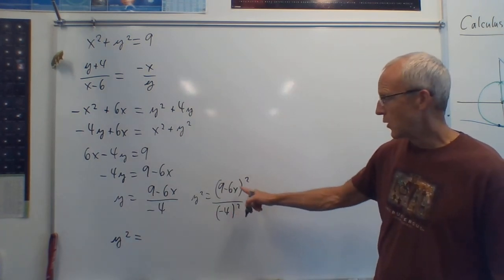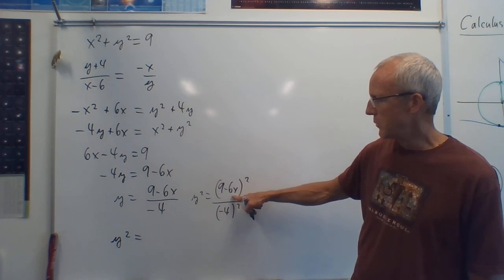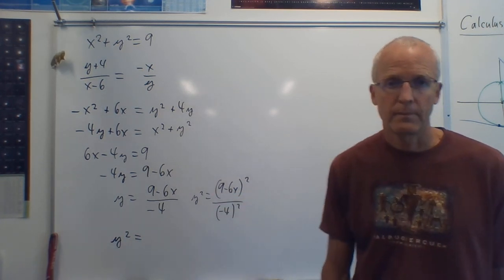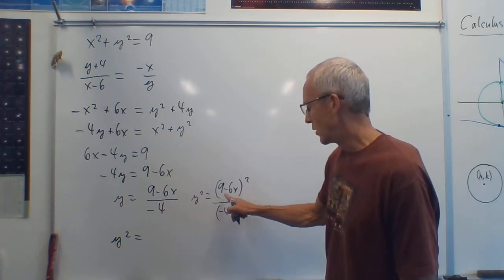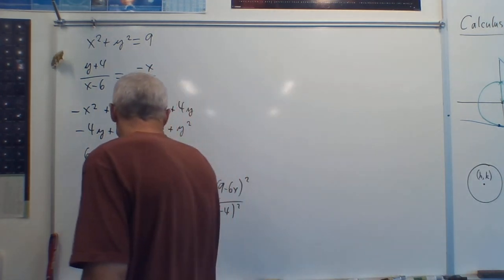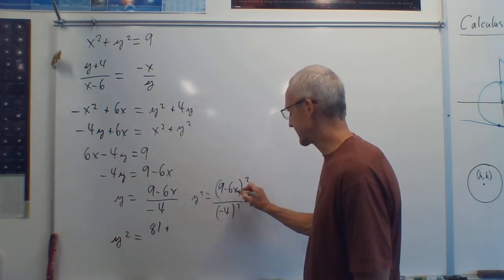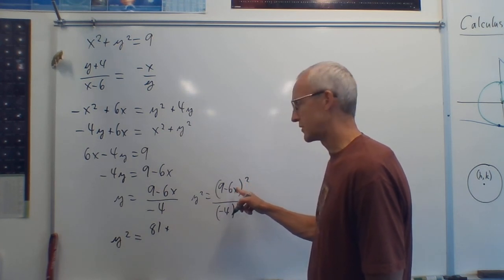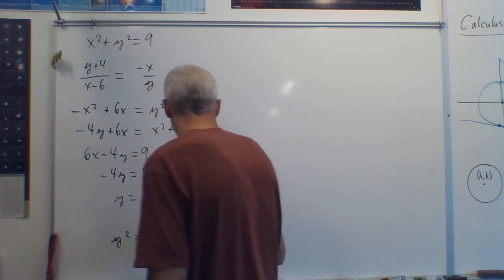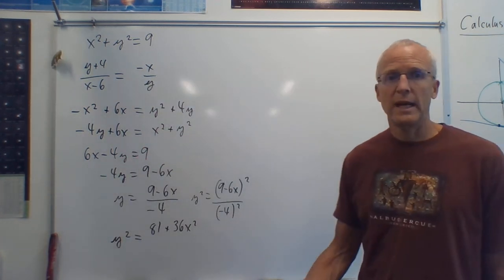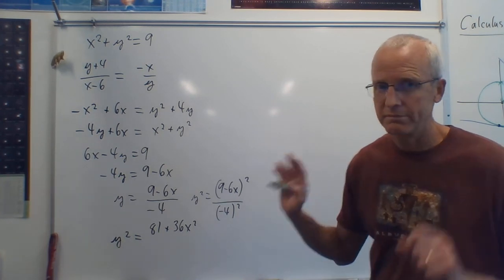Negative 4 squared is 16. When you square a polynomial, it's always the first one squared plus the second one squared plus 2 times them multiplied together. And don't make a mistake. I try hard not to make a mistake. So 9 squared is 81. So 81 plus negative 6x times negative 6x, that's plus 36x squared. Plus 2 times them multiplied together. But multiplied together, it's negative. So that's where I've got to not make a mistake.